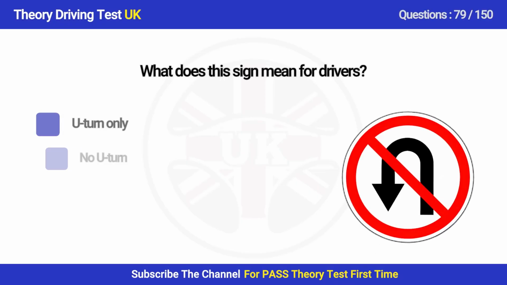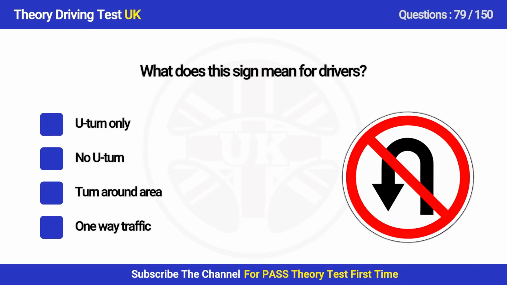Question 79. What does this sign mean for drivers? A. U-turn only. B. No U-turn. C. Turn around area. D. One-way traffic.